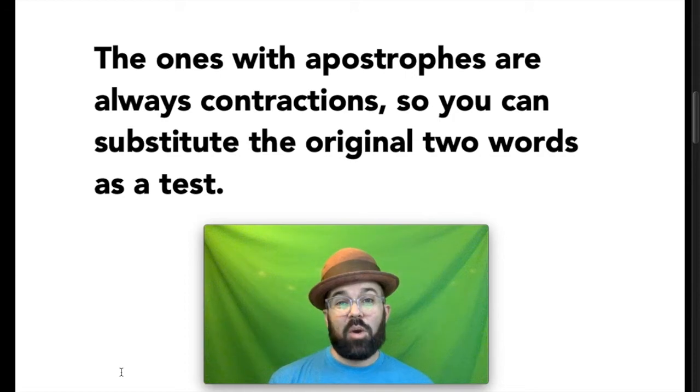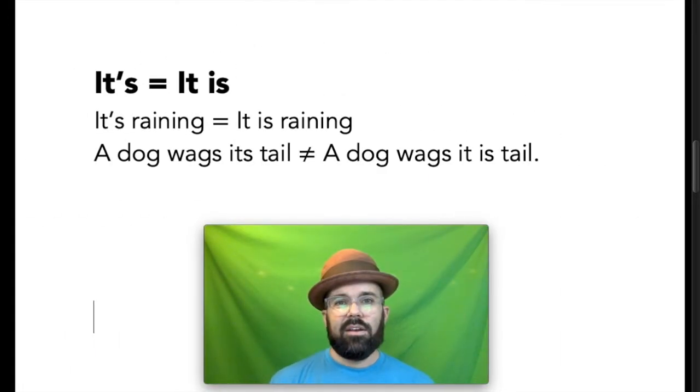As I said a moment ago, the ones that have apostrophes are always contractions. And so you can always substitute the original two words as a test. It's with an apostrophe will always mean it is. You're with an apostrophe will always be you are. And they're with an apostrophe will always be they are. Here's the first example of what I mean. It's with that apostrophe S always means the same thing as it is. And so it's raining means the same thing as it is raining.